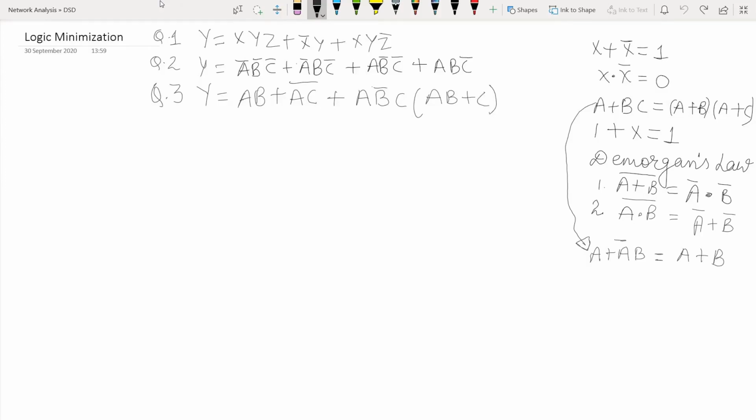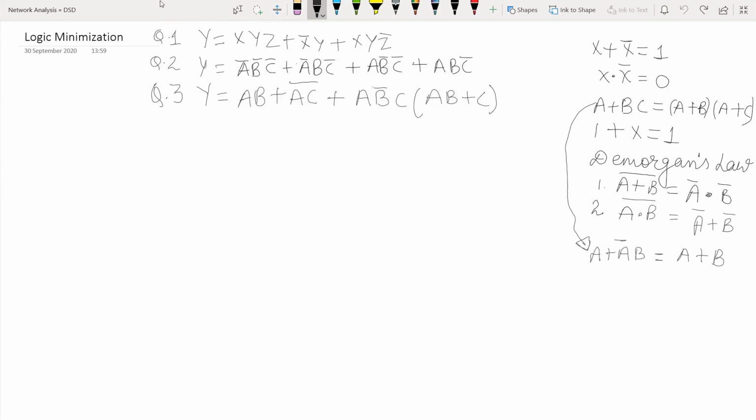Hello students, this video is about the minimization of logical expressions using Boolean algebra. We have already seen a few of the theorems based on Boolean algebra like associative law, distributive law, commutative law, OR law, AND law, and so on. So using the Boolean theorems, we will be minimizing the logical expressions.